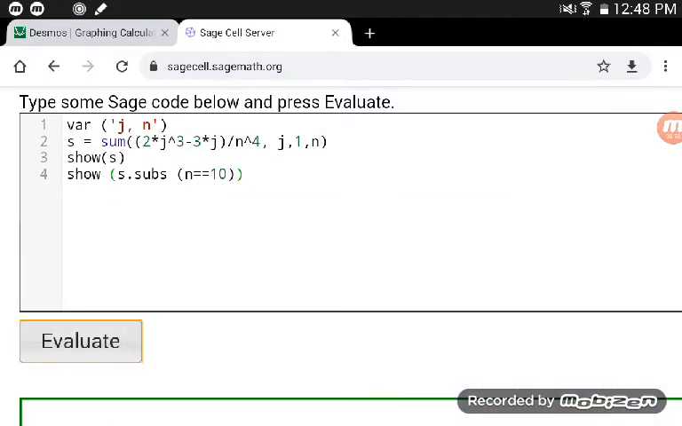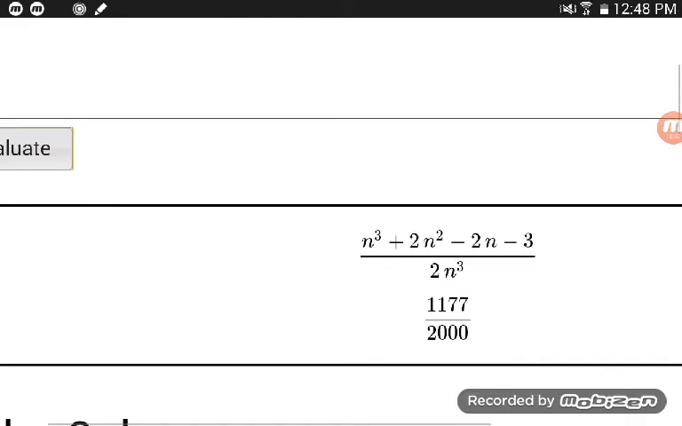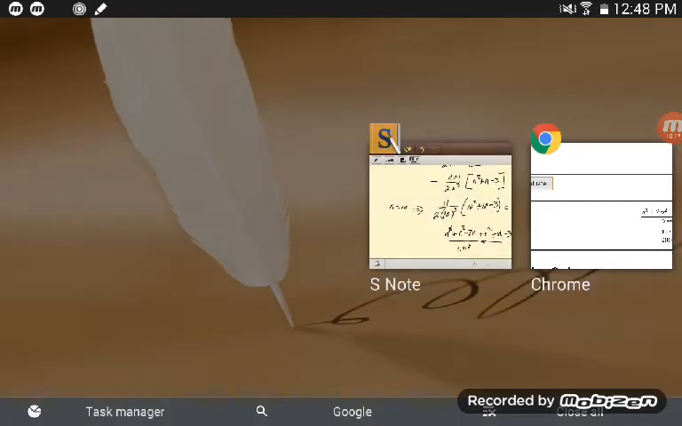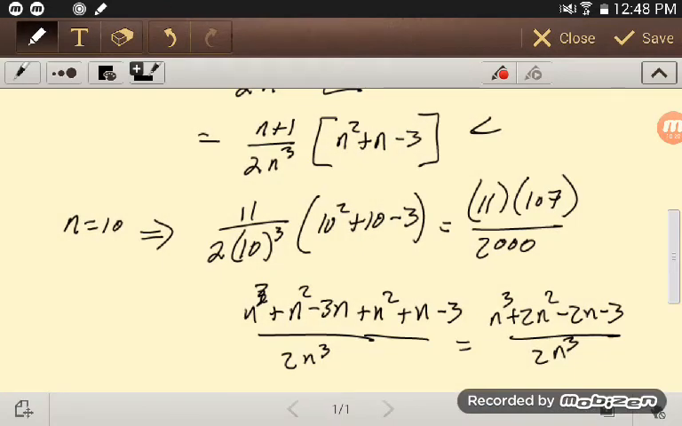So let's see if this worked. And there it is. 1177 over 2000. Is that what we, well, we knew it was over 2000. I don't know that we came up with the 1177, right? We had 11 times 107. Well, 11 times 100 is 1100, and then 11 times the 7 is 77. So sure enough, right, we got that same thing. So that was with Sage.